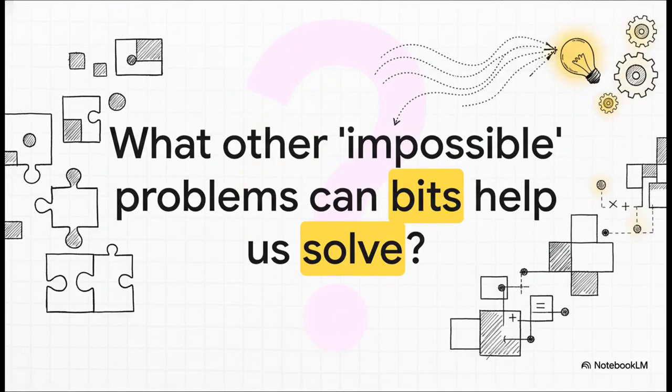And that leaves us with a final thought. We've just seen how thinking at the most fundamental level, the level of individual ones and zeros, can solve problems that seem incredibly tricky on the surface. It really makes you wonder, what other impossible problems are out there, just waiting for a solution as simple and as elegant as XOR?